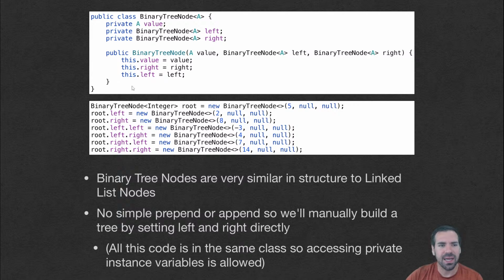And it doesn't look like it on the slide, but this code is in the main method of the binary tree node class in the repo. So that's why I'm allowed to do root.left, root.right. Even though those are private instance variables, this code is in the repo inside a main method inside the binary tree node class. So I am allowed to access those private instance variables directly.